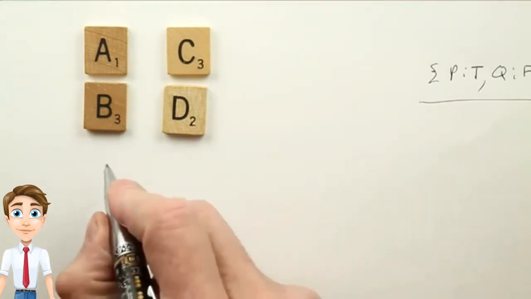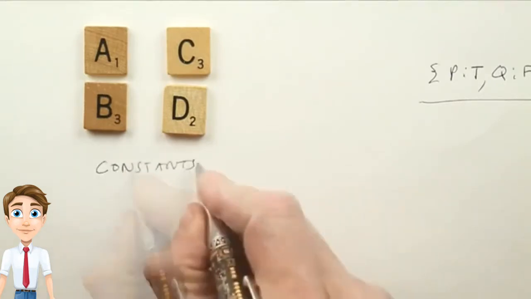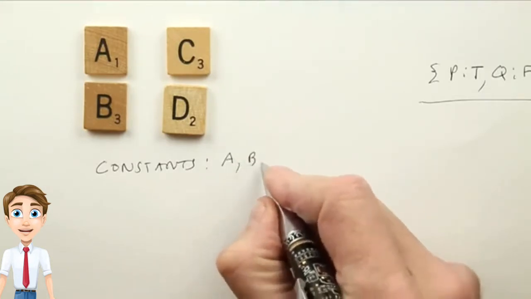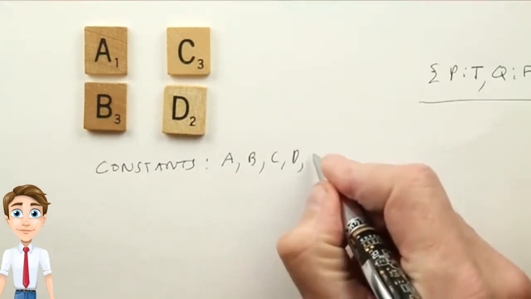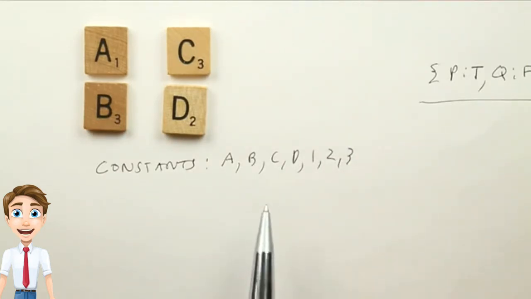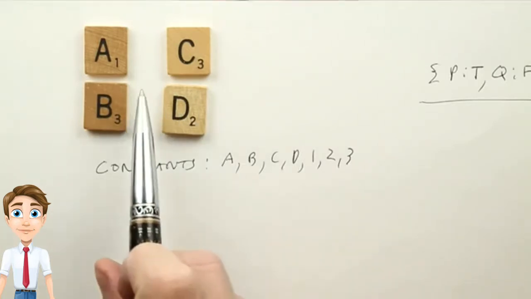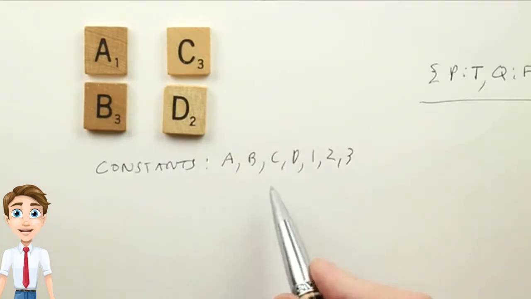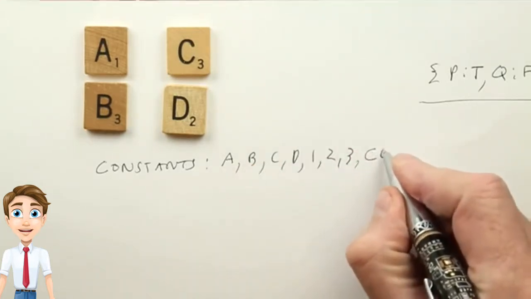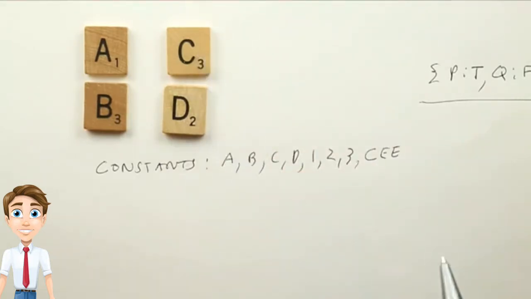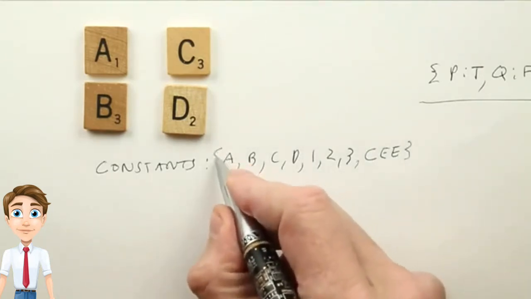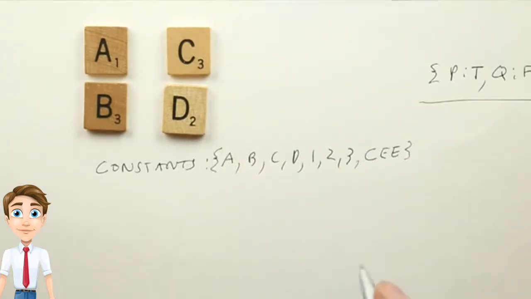We can also have a set of constants that refer to those objects. So I could use the constant names A, B, C, D, 1, 2, 3. But I don't have to have a one-to-one correspondence between constants and objects. I could have 2 different constant names that refer to the same object. So I could also have, say, the name C that refers to this object. Or I could have some of the objects that don't have any names at all.